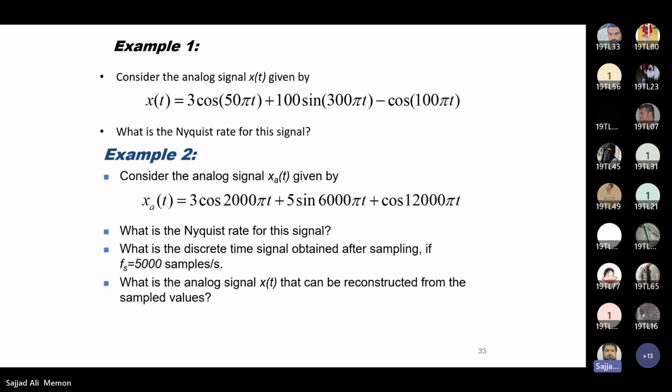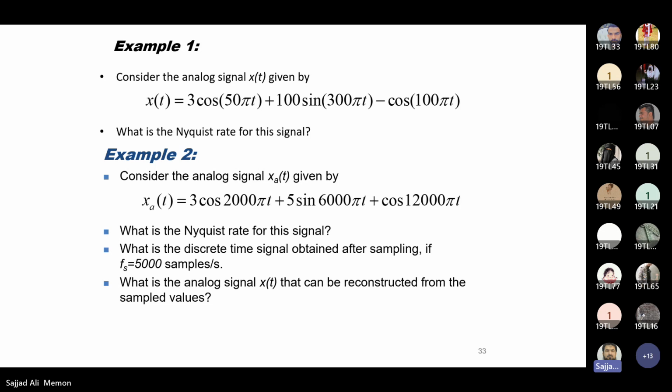Example 2, 6,000. No, that is the wrong answer, dear. 45 is the wrong answer. Example 2, Nyquist rate is 12,000. That's correct. Second one is what is the discrete time signal obtained after sampling if f of s is equal to 5,000 samples per second?